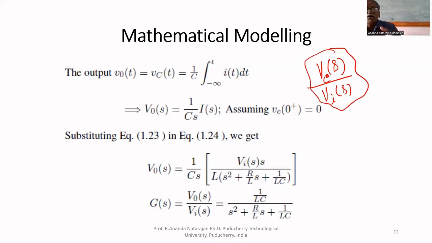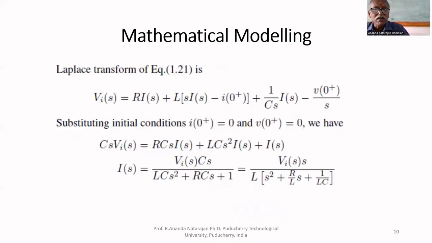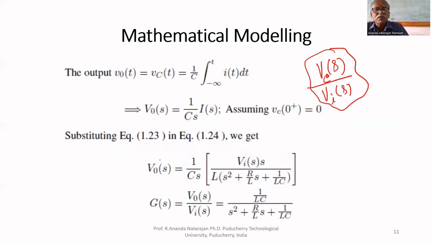But in this case, what is the output? The voltage across the capacitor is the output. Therefore, we have already found I of s in terms of V I of s. Now let us substitute the value of I of s from this equation. We know that Vc of t, the voltage across the capacitor, equals 1 by C integral from minus infinity to t of I of t dt.